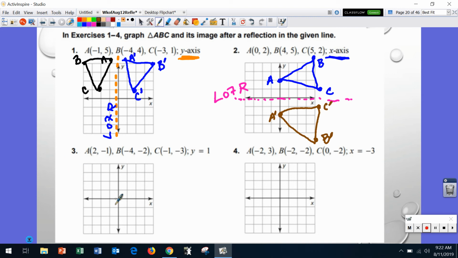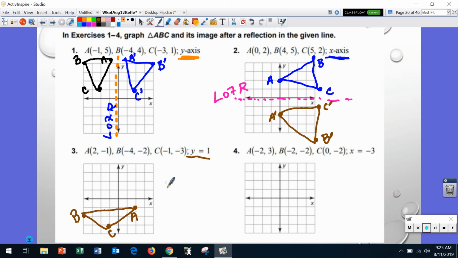So here I'm going to go to 2. 1, 2, down to -1. And this time it says y equals 1. So let's plot that pre-image first. A, and then we're going to go 1, 2, 3, 4, 1, 2. That's B. And then -1, 1, 2, 3. That's your C. Okay, let's connect those dots to form that triangle.